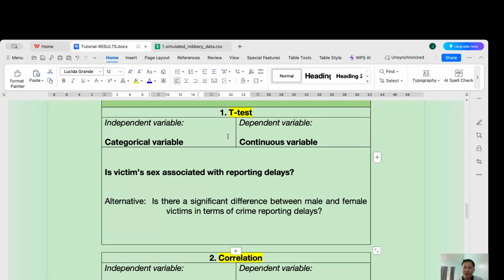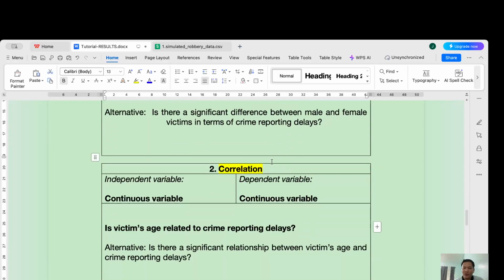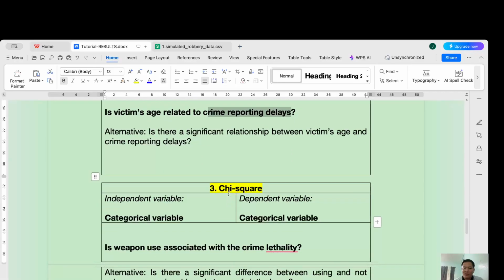For t-test, we are going to relate sex or associate sex with reporting delays. For correlation, we are going to relate victim's age and crime reporting delays. For chi-square, we are going to associate weapon use and crime lethality. Now let us start with our JASP analysis. Let us move to JASP now.